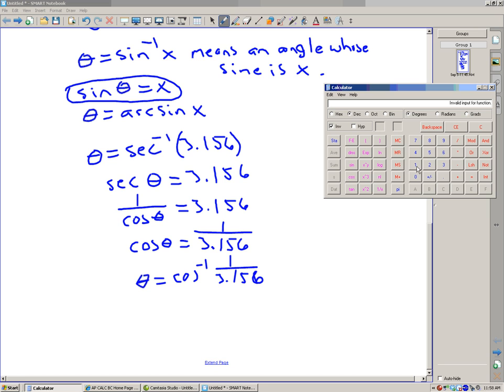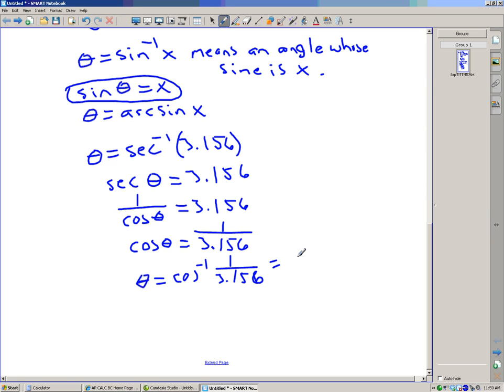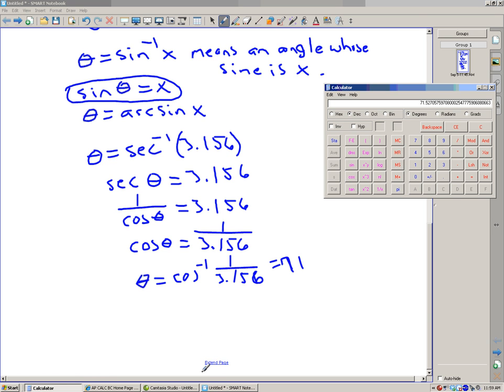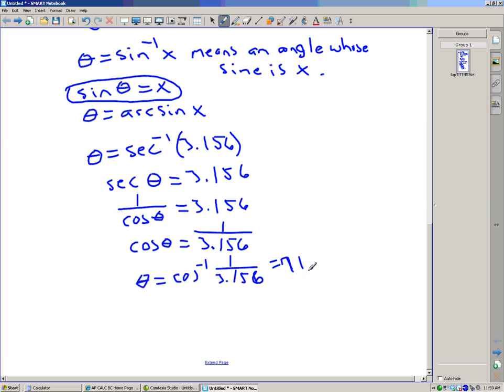Invalid input. I know what I have to do. Let me clear that. 1 divided by 3.156. I have to do equals here. I have to do some weird stuff. And then I can do inverse cosine. And the angle that we get is 71.527 degrees. Let's see if it's going to register that. Well, maybe not. 71.527, that's right.